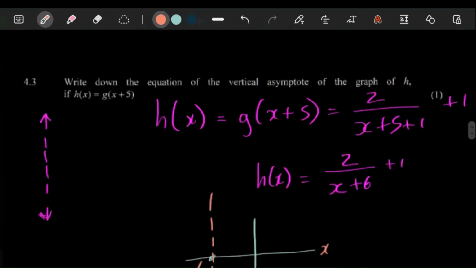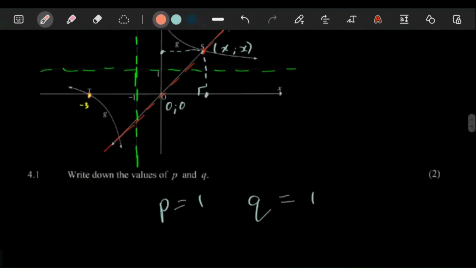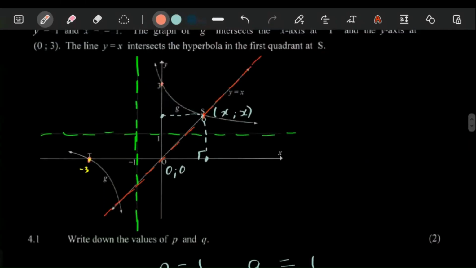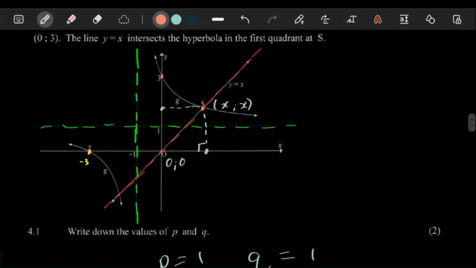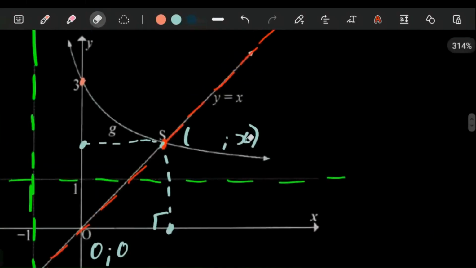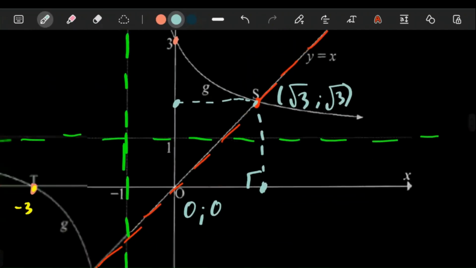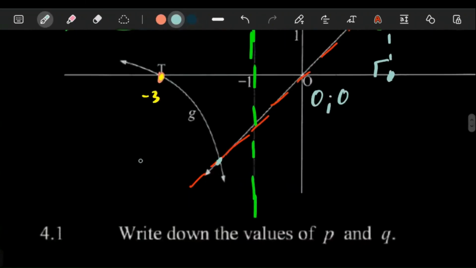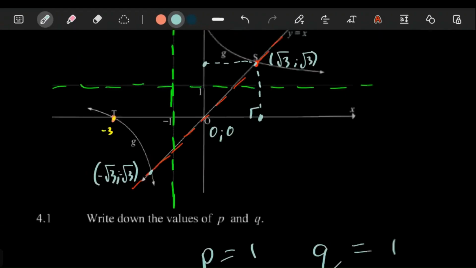The reason for that is that these two graphs meet in two places, up here and down there. For the positive square root of 3, it's the coordinate up here. For the negative square root of 3, it's the coordinate down here, you see.